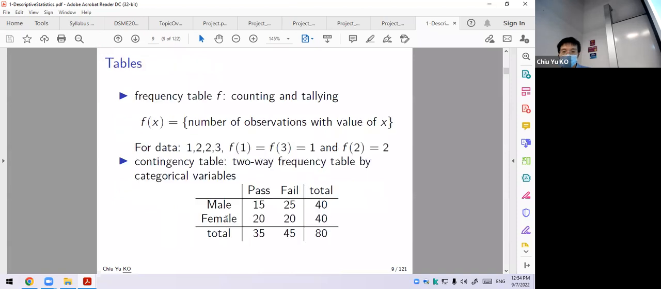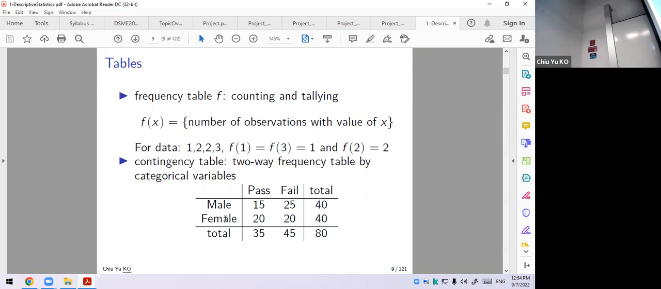Okay. And that gives us the following table we call a frequency table. Suppose we have data 1, 2, 3, 4, 1, 2, 2, 3. The frequency of 1 is 2, the frequency of 3 is 1, and the frequency of 2 is 2.